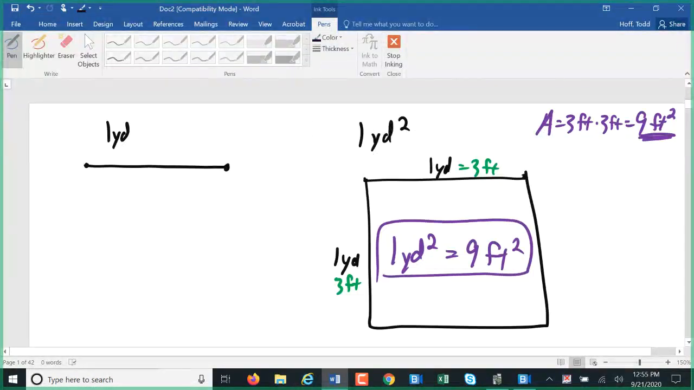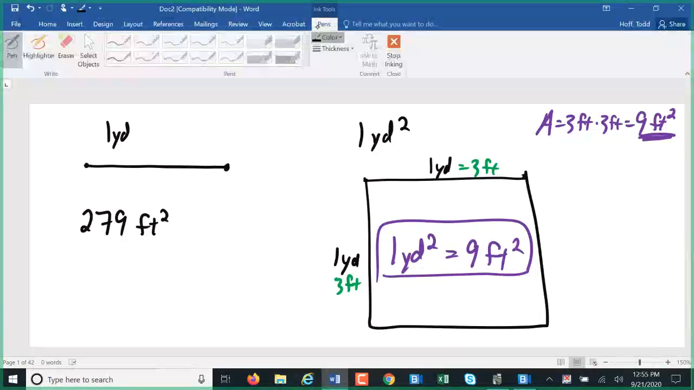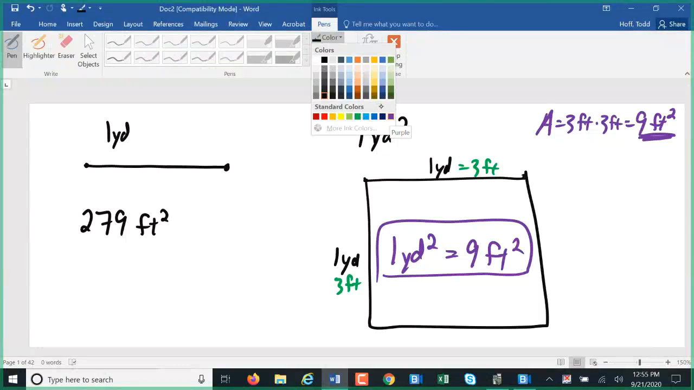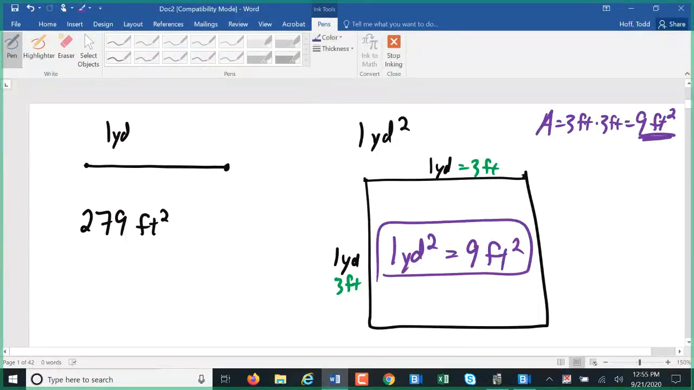So let's say you have a room in a house that you have measured out, and you have calculated that that room is 279 square feet. Rather large room, by the way. We want to know how many square yards that's going to be for flooring. You see carpet and stuff is sold by the yard. That's technically a square yard.